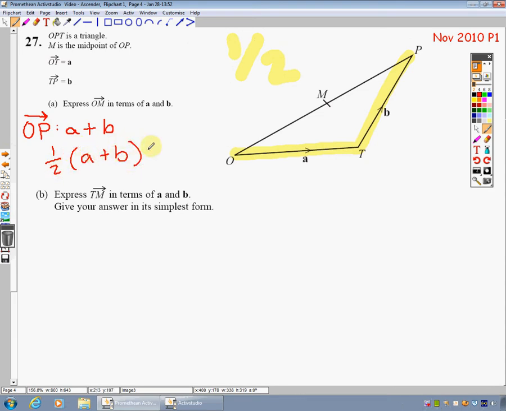Part B, express T to M in terms of A and B. Now let me delete my journey here. T to M, always our part B to get a little bit more complicated. Again, we can't go up here and then down here because there's nothing that goes from P to M, and we can't go back here and up there because there's nothing that goes from O to M, or is there?